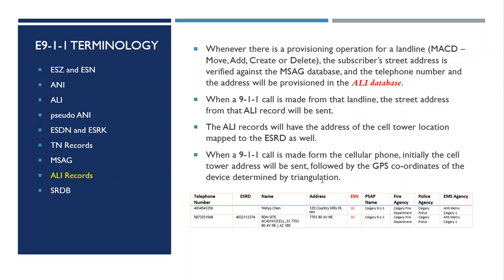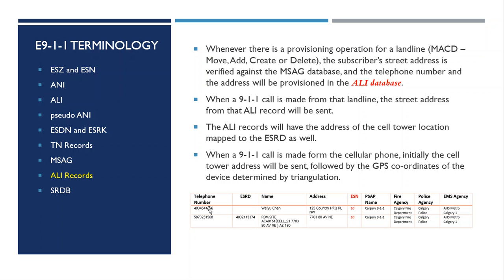I'm specifically talking about the landline. Sorry, I kind of mentioned that the MSAG database will have the cellular phone too. That is not right. MSAG applies only to the landlines. Just a slip of tongue, I mentioned cellular lines. The ALI records will have the address of the cell tower location mapped to the ESRD as well. So for cellular calls, it is the location of the cellular tower or cellular sector, and the ALI record will have the ESRD. When a 911 call is made from a cellular phone, initially the cell tower address will be sent, followed by the GPS coordinates of the device as determined by a process called triangulation.